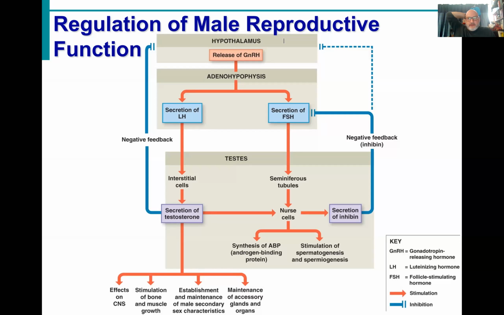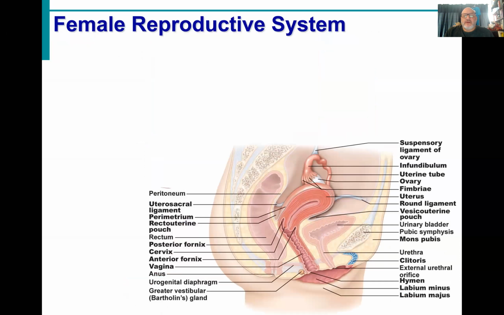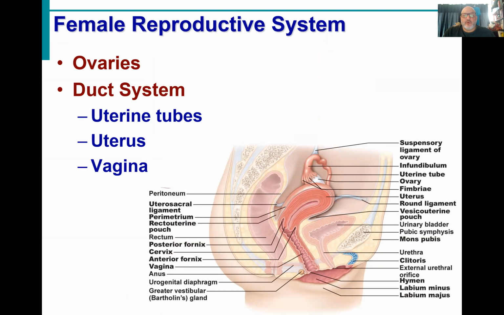All righty, let's go ahead and get started. Like I said, we have done the boys. Now let's move on to the female reproductive system. Again, at its core, it basically has the same components and parts to it. We have the gonads. In this case, it is the internal ovaries. We have a series of connected tubes forming the duct system, including the uterine tubes, the uterus, and the vagina.